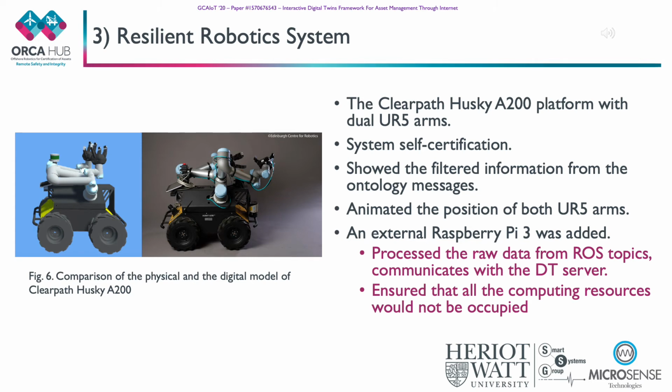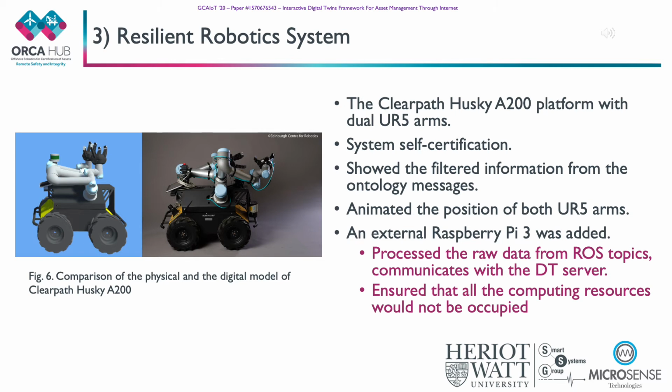Human-robotic interaction was also investigated for this research. For the last use case of this presentation, a ClearPath Husky A200 robot with two UR5 robotic arms attached was used. Researchers at the Orca Hub have created a self-certification algorithm to monitor the runtime health status of the robot, which enabled the robot to self-certify its system and determine if the robot is able to finish the assigned mission.